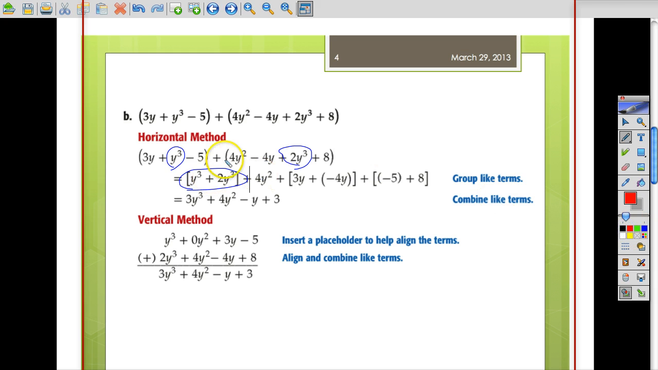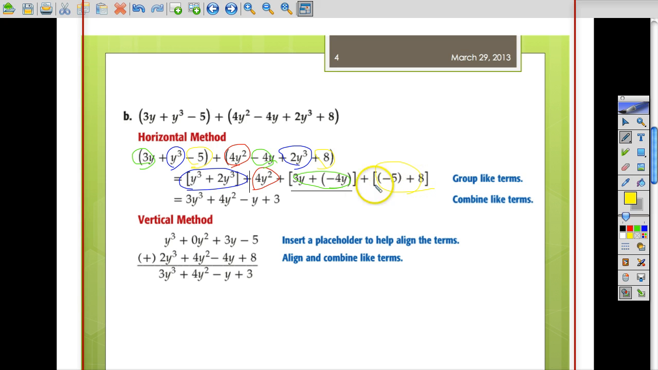Okay. And then you have the next degree is 4y squared. And that's the only one here, so you're going to leave 4y squared by itself. Okay. Next, let's see. You have 3y minus 4y. 3y, or you can say plus negative 4y, is here. And last, you have the constant by itself. Negative 5 plus 8 is here.